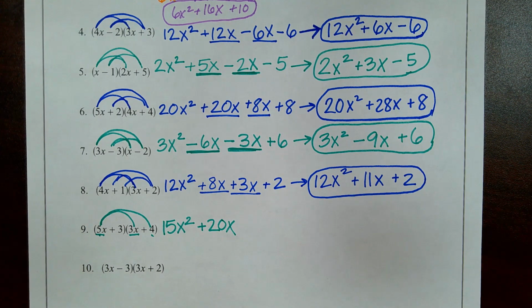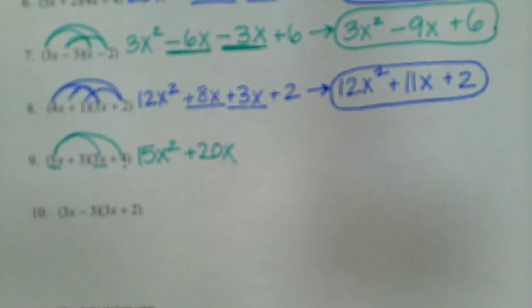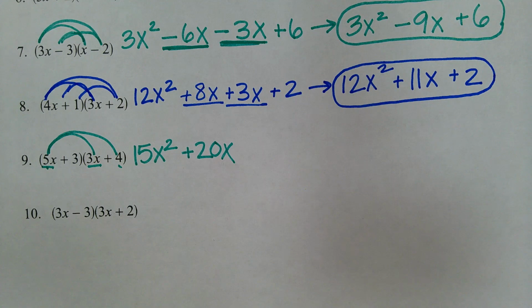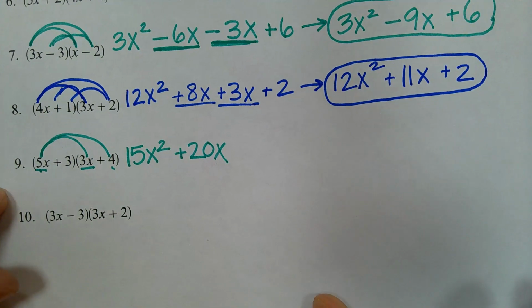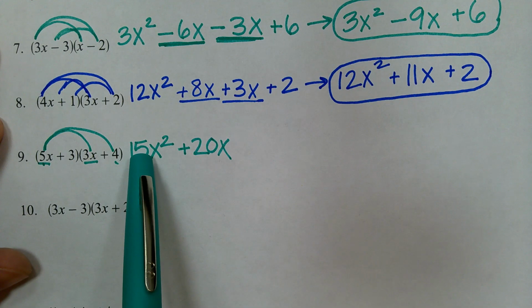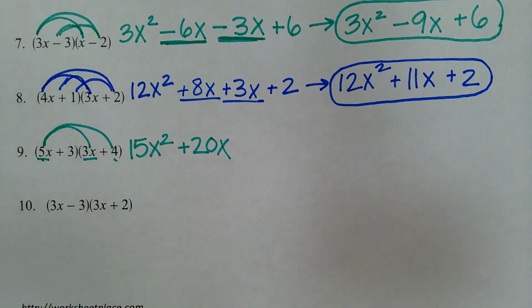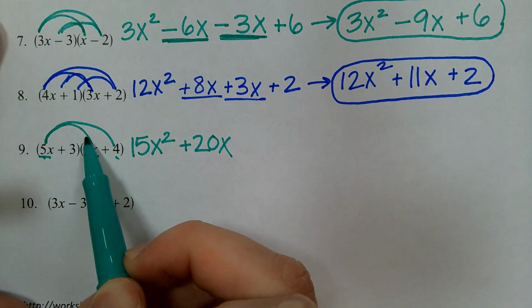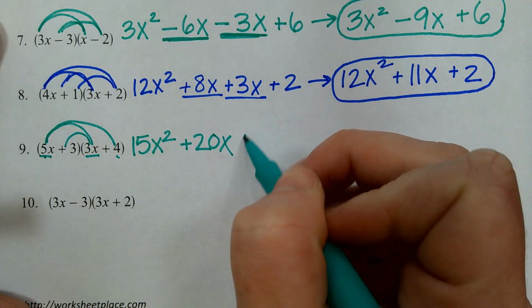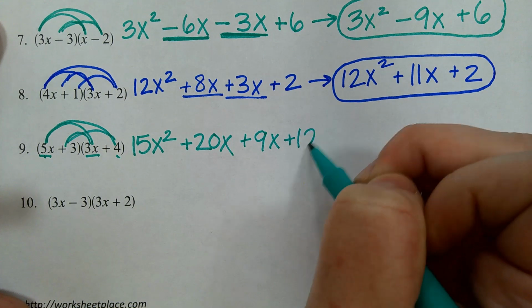Okay. Let's look at the rest of number 9. Okay, so we did the first terms. We did the outer terms. Now we just need to do the inner and the last. So our inner 2 terms are what? 3 times 3x. What is that? Yeah, 9x. And last? 3 times 4 is 12.